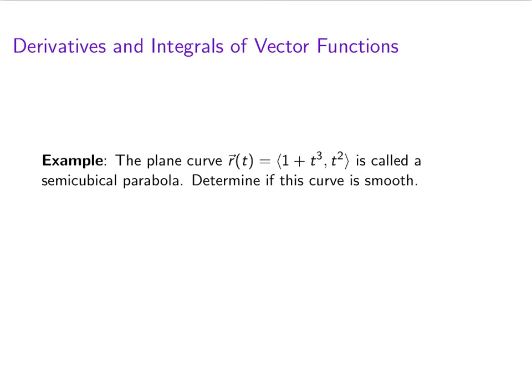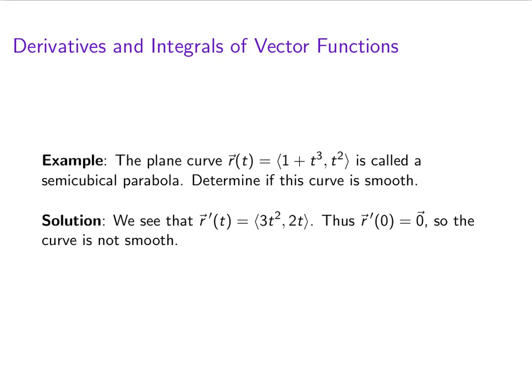As an example, this curve, r of t equals 1 plus t cubed, t squared, is called a semi-cubical parabola. And let's determine if this curve is smooth. Alright, so we compute a derivative. We see r prime of t is 3t squared, 2t. And notice that if we plug in 0, we get the 0 vector. And so that tells us that this is not a smooth curve.